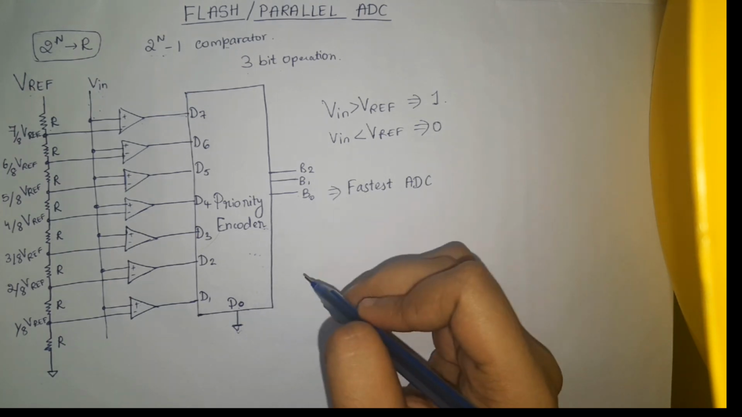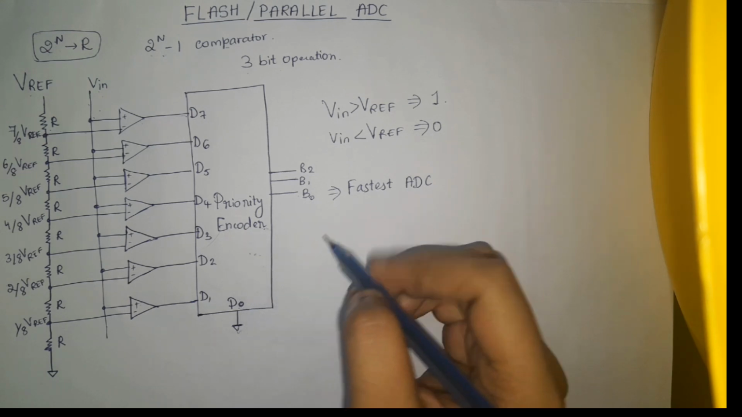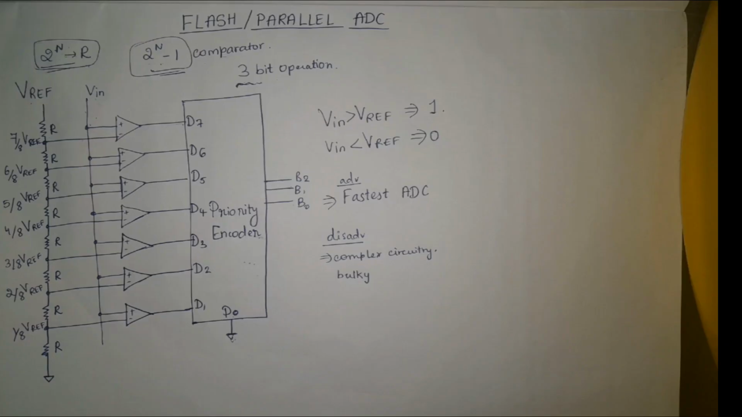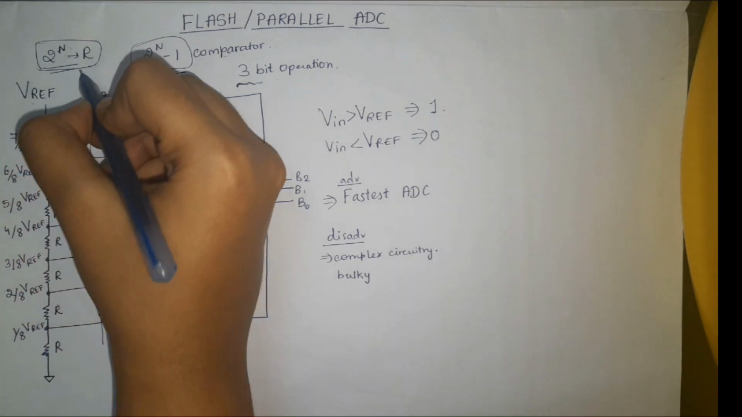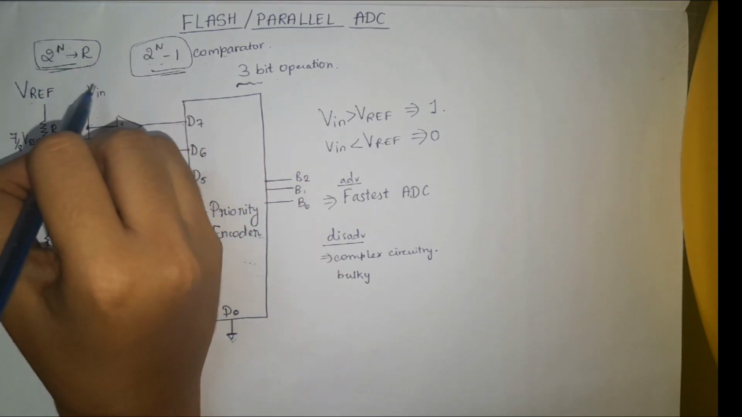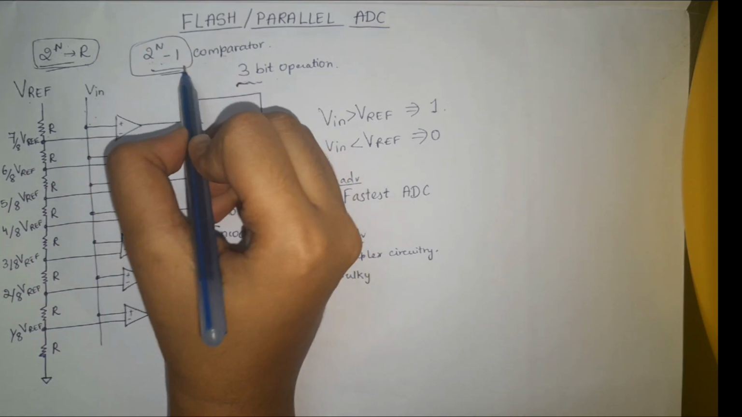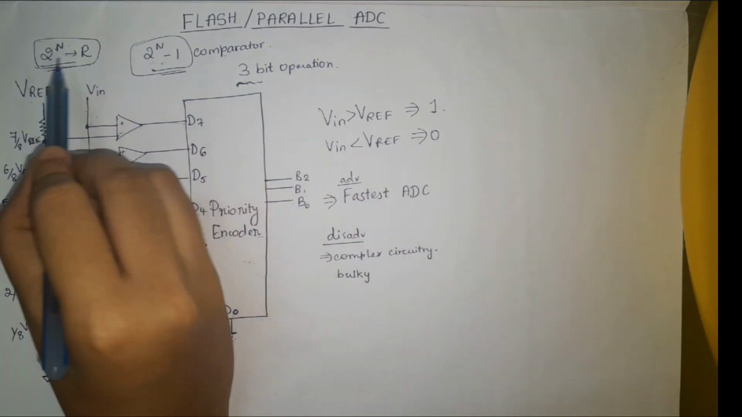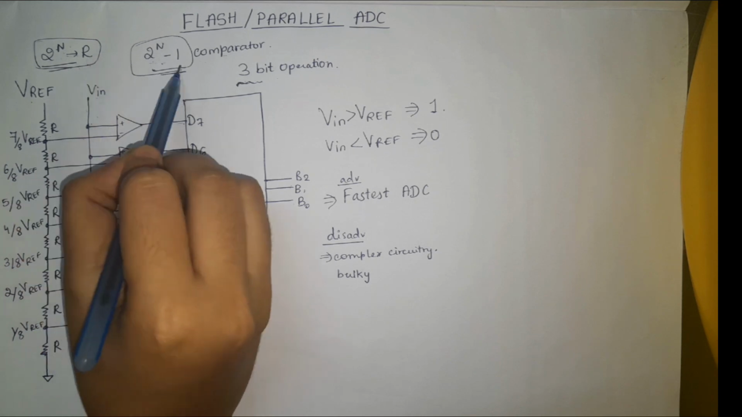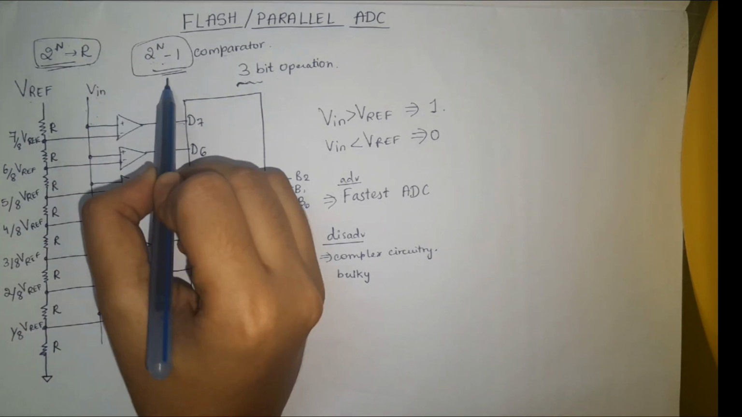And considering the disadvantages, as you can see, it is the complexity of the circuit, bulky circuits, and hence the cost also increases. If you are preparing for the GATE examinations, you have to remember this number: 2^n resistors are required to design an n-bit ADC, and 2^n minus 1 comparators or operational amplifiers are required for designing the n-bit Flash ADC. These numbers you should remember, it is a very important formula. These types of questions are repeated in the GATE examination.